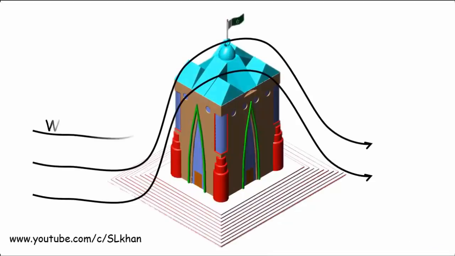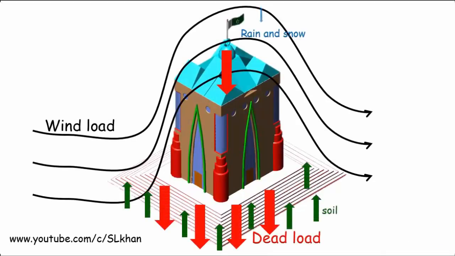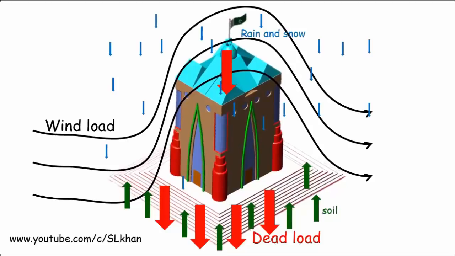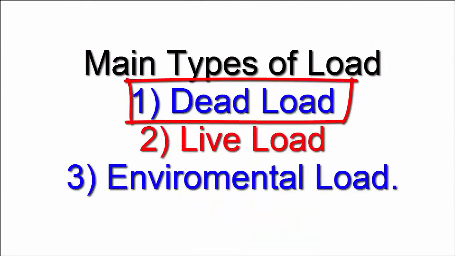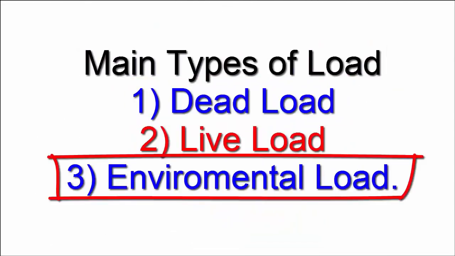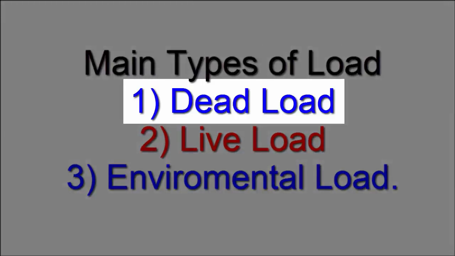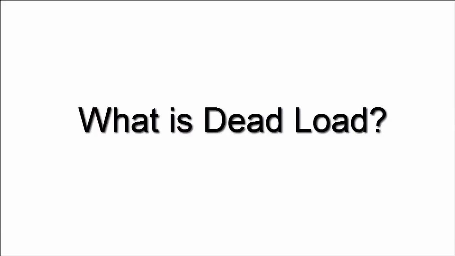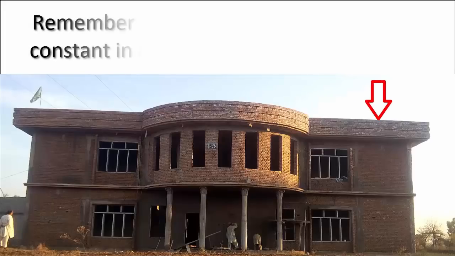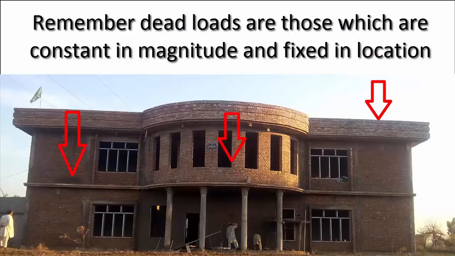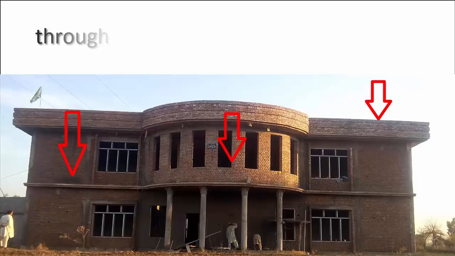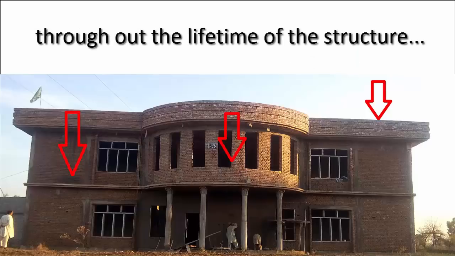So what type of load acts on a structure? Loads are forces that act on structures and can be divided into three main classes: the dead load, live load and environmental loads. Let's talk about the first one, the dead load. So what is the dead load? Remember, dead loads are those which are constant in magnitude and fixed in location throughout the lifetime of the structure.